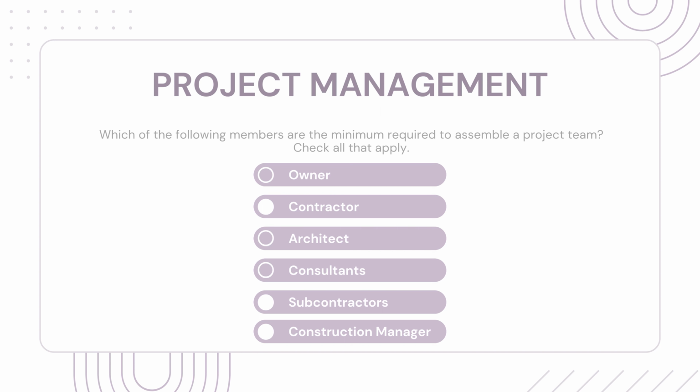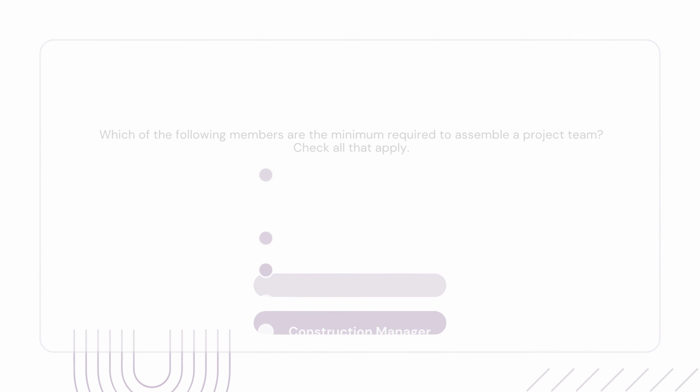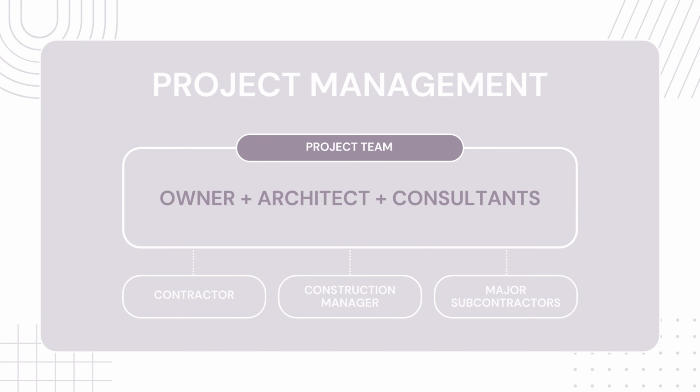And the answer is owner, architect, and consultants. The minimum team members required for a project are the owner, the architect, and the architect's consultants. The project team may include the contractor, construction manager, and/or major subcontractors, depending on the project type and delivery method.